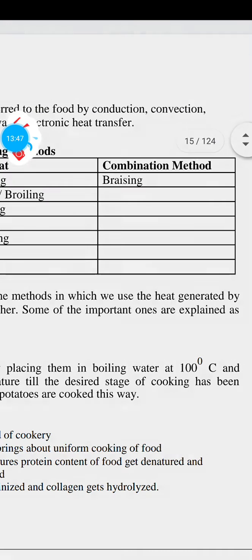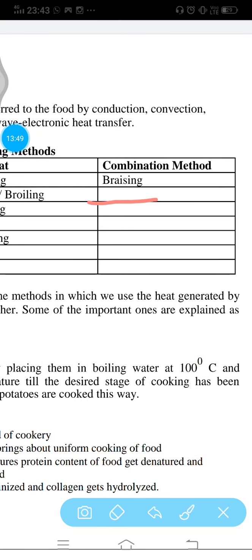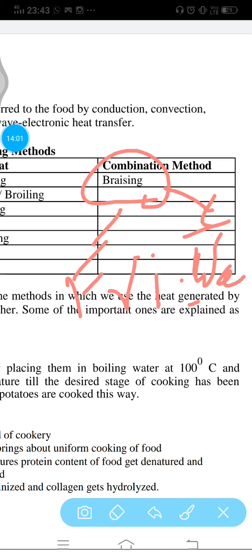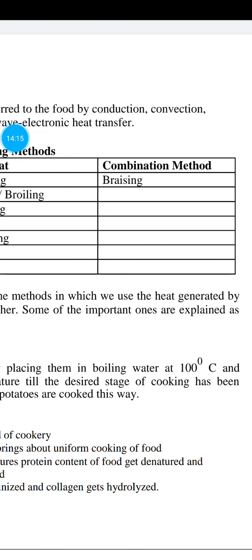The combination method mentioned here is the braising method. What happens in it? First of all, food is fried a bit, then it is cooked in a little amount of water, as much as required. So first, frying is the dry heat method, then it is cooked in moisture, so it is the moist method of cooking. Both methods are involved here, that's why it is called a combination method.